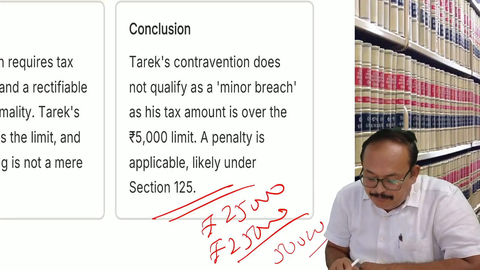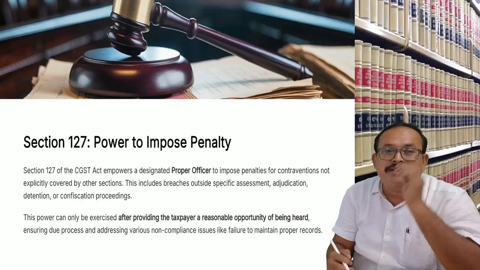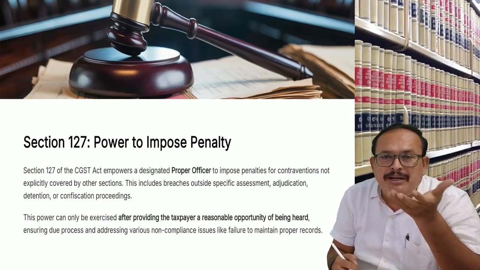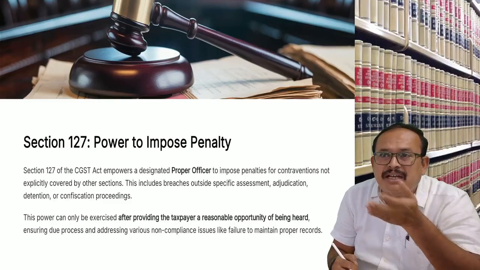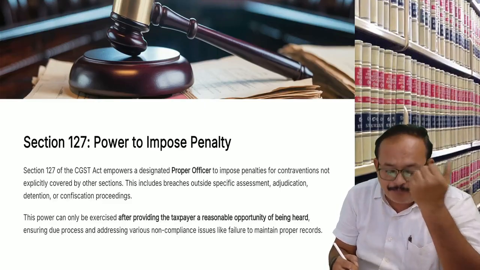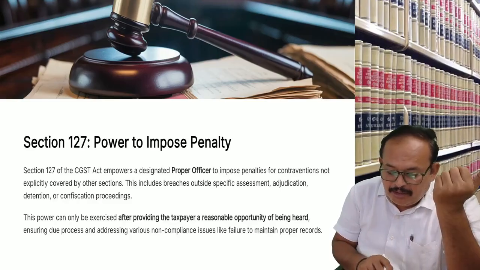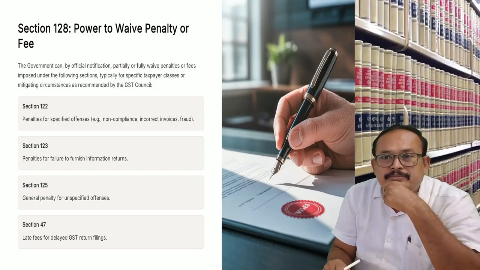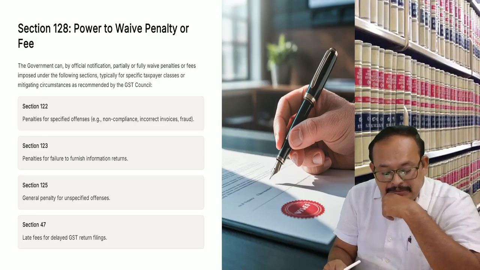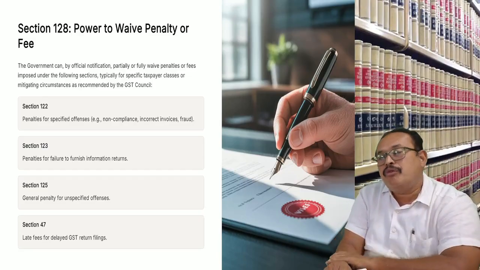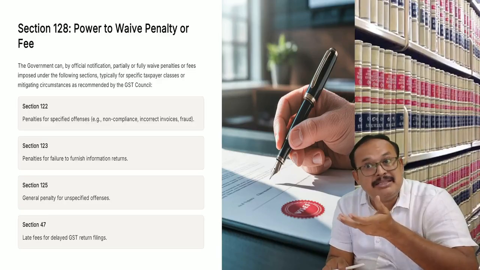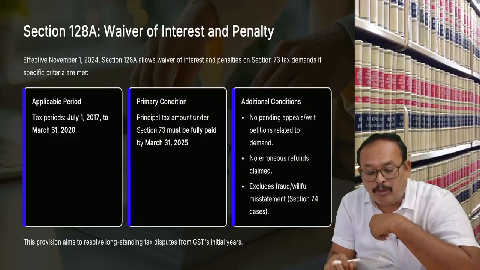Further, 127, power to impose penalty. Power to impose penalty lies with the commissioner or the officer authorized by the commissioner. Further, 128, waiver of penalty. Now, the waiver taking place here is the amnesty scheme, 128A.